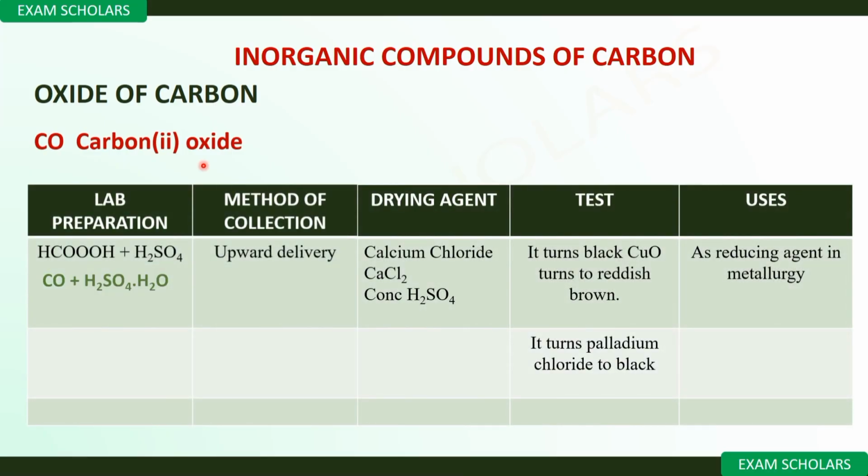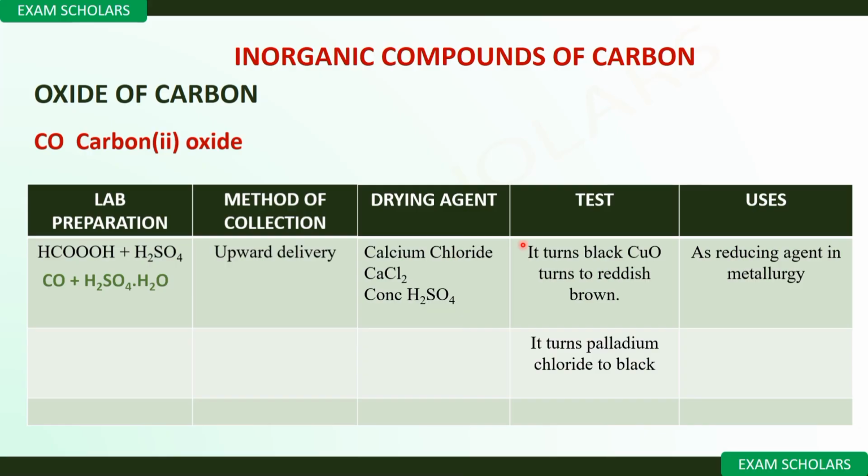Now, method of preparation: we have oxalic acid or methanoic acid, any one, plus H2SO4, this guy. So carbon monoxide will be produced. How do we collect it? It is slightly lighter than air, or less dense than air, so we can collect it by upward delivery. The drying agent is the same as the drying agent for carbon dioxide.